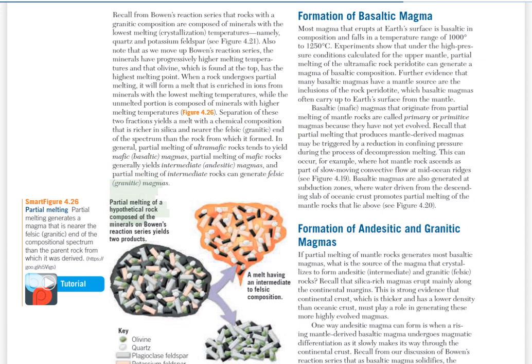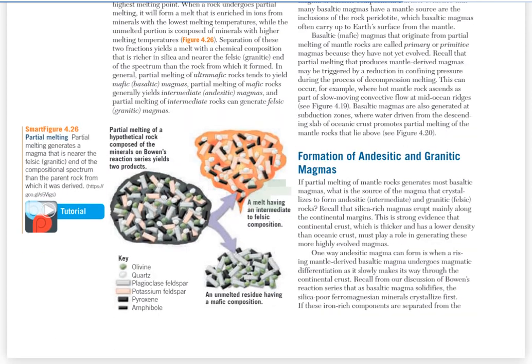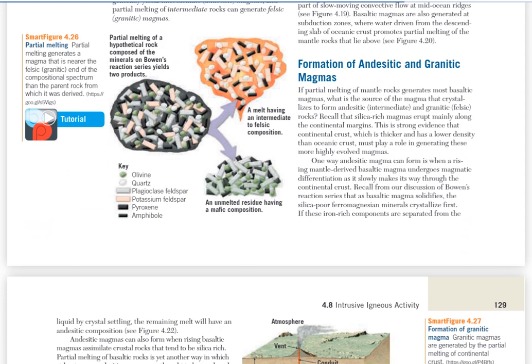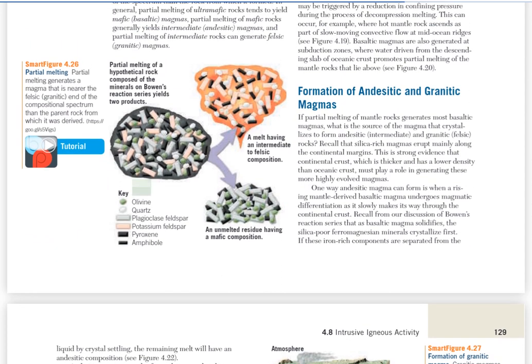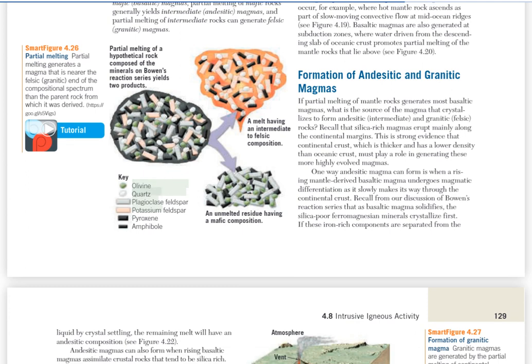Partial melting of a hypothetical rock composed of the minerals on Bowen's reaction series yields two products. A melt having an intermediate to felsic composition. An unmelted residue having a mafic composition. Olivine, quartz, plagioclase feldspar, potassium feldspar, pyroxene, amphibole.